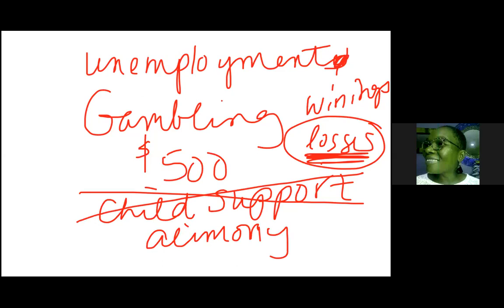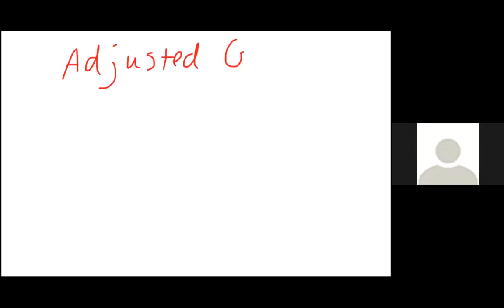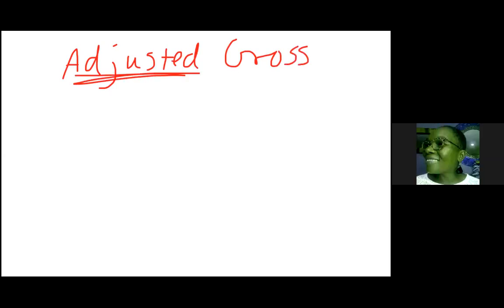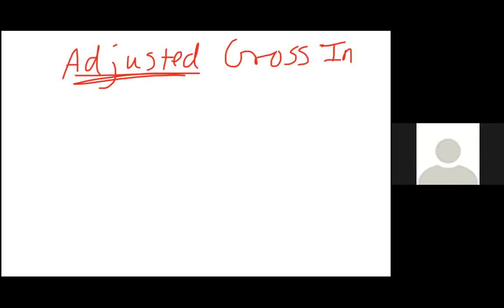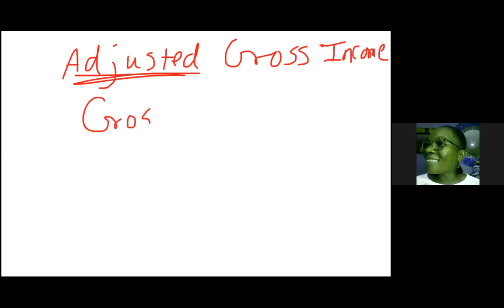So these are all the sources of income. So all of that adds up to gross income. Now, once you have your gross income, the next part of this is the adjusted gross income. Notice I'm putting adjusted. So we're going to adjust your gross income. How do we adjust it? We take the gross and we subtract any adjustments.